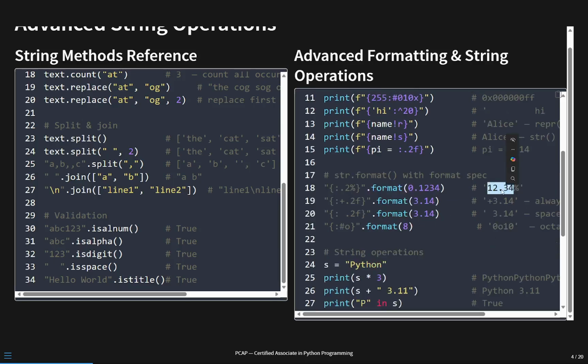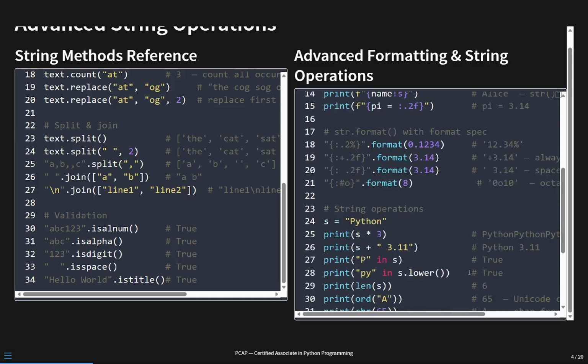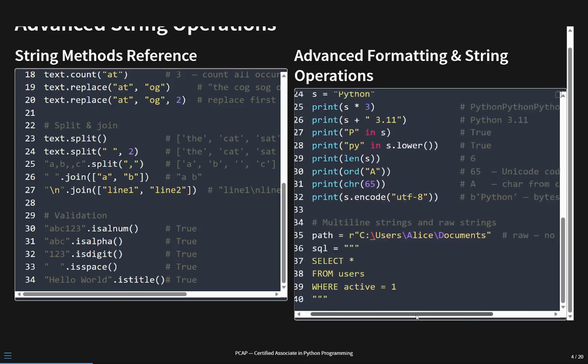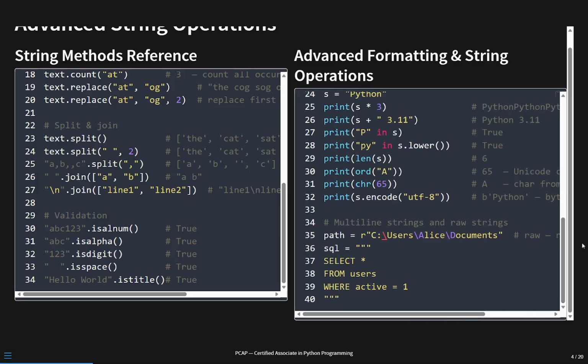ord('A') returns 65, the Unicode code point. chr(65) returns 'A'. s.encode('utf-8') converts a string to bytes. Know these for the exam. They appear in questions about character manipulation and encoding.